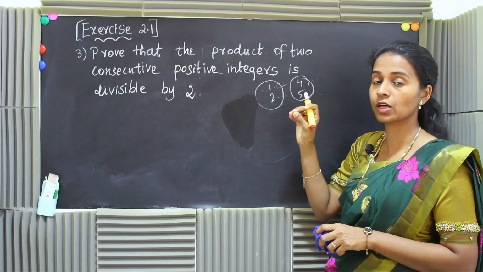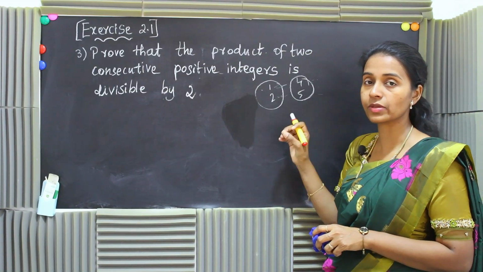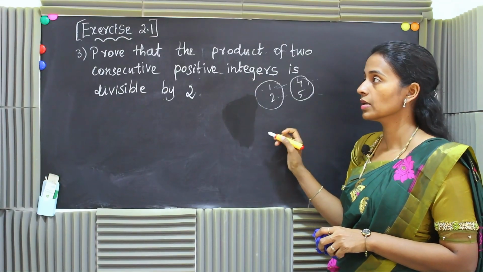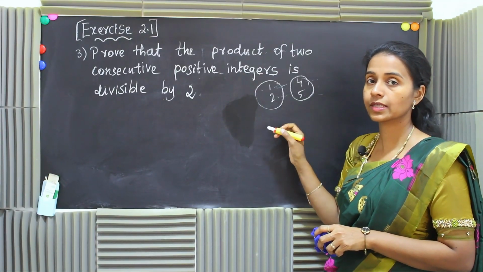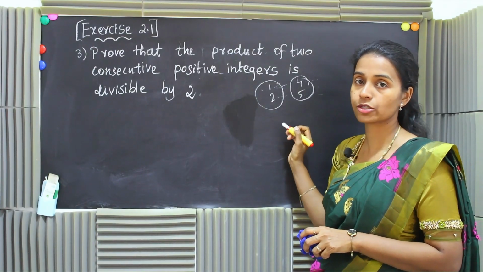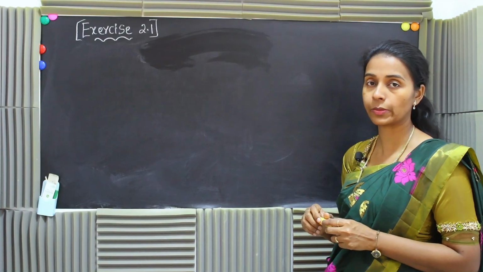If first number is odd means what will happen? If first number is even means what will happen? We need to check everything. Let me explain it step by step. Now we can see the solution. For the solution, I have to check all the numbers.